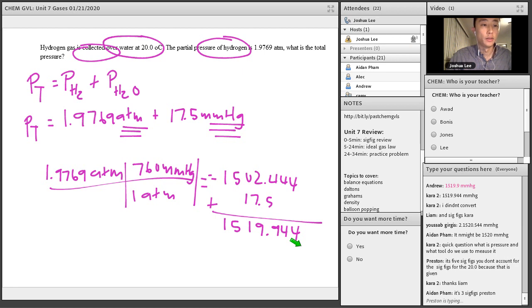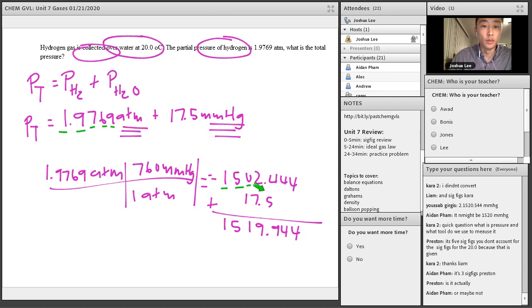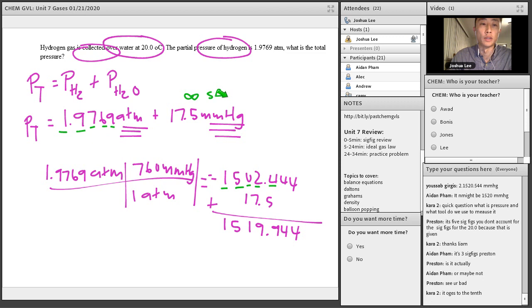But we'll see. So since we're adding and subtracting, 1, 2, 3, 4, 5 sig figs. We don't care about the 17.5 because this was from the chart, so it has technically infinite sig figs. This one has 5 sig figs. So then it's going to go to the tenths, which means my answer would be 1519.9 millimeters of mercury.